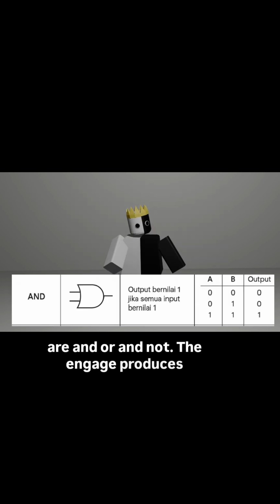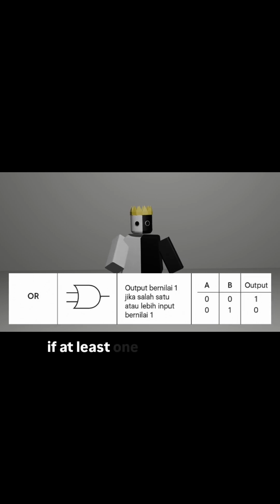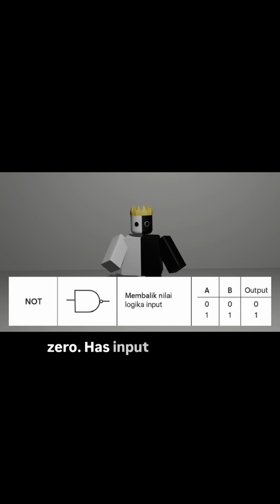The AND gate produces an output of 1, true, only when all inputs are 1. The OR gate gives an output of 1 if at least one input is 1. The output is 0 only when all inputs are 0. The NOT gate has one input and inverts it. If the input is 1, the output is 0. If the input is 0, the output is 1.